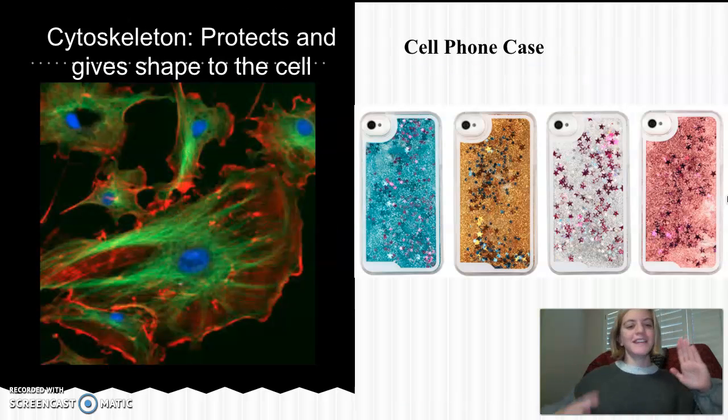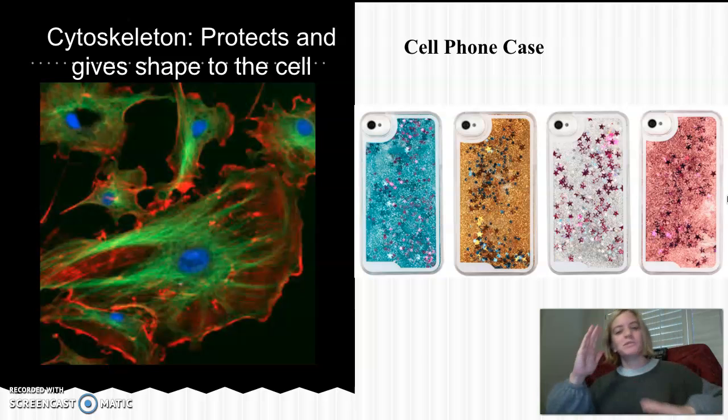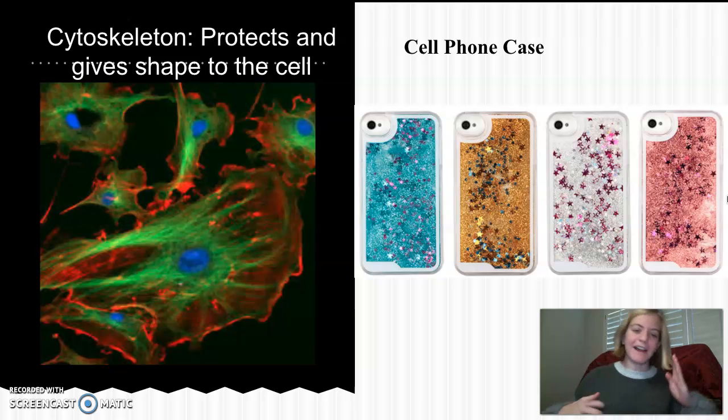Next up, we have the cytoskeleton, and this is my move for the cytoskeleton. This gives us a little bit of a rigid protection and shape to the cell. So that's why I have my cytoskeleton move. And this you can think of kind of like your cell phone case, which is the protection for the outside of your phone. A lot of us don't just walk around with our phone by itself because it needs to be protected, and the cytoskeleton protects the cell in the same way your cell phone case protects your cell phone.